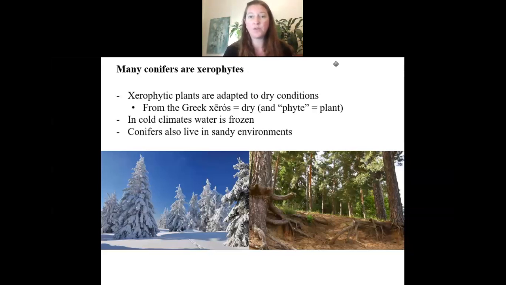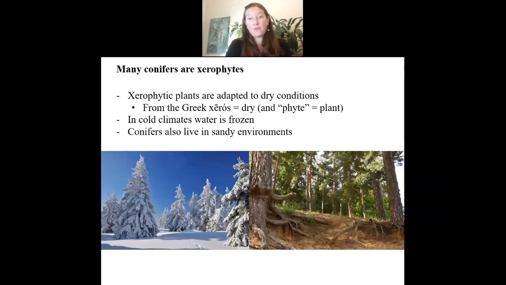So phyte refers to a plant, right? And xeros refers to dry. So maybe you've heard of xeriscaping. Sometimes people, instead of planting lawns or whatever, particularly out west, might just use rocks and things like that because it's so dry. So xerophytic plants live in very dry environments. And think about it. If you're living in the circumboreal forests, there might be a ton of snow, but you can't access the water. The water is frozen. So even though it's all around the trees, they can't absorb it because it's frozen.